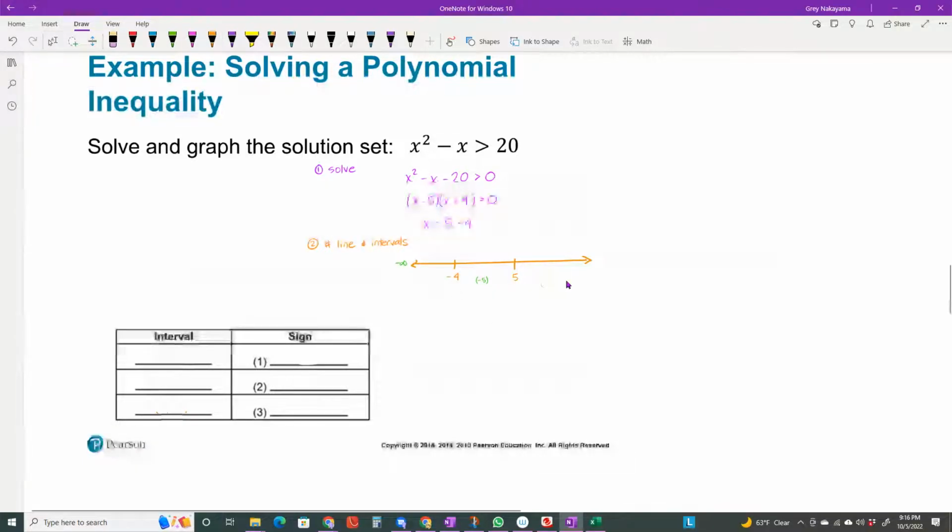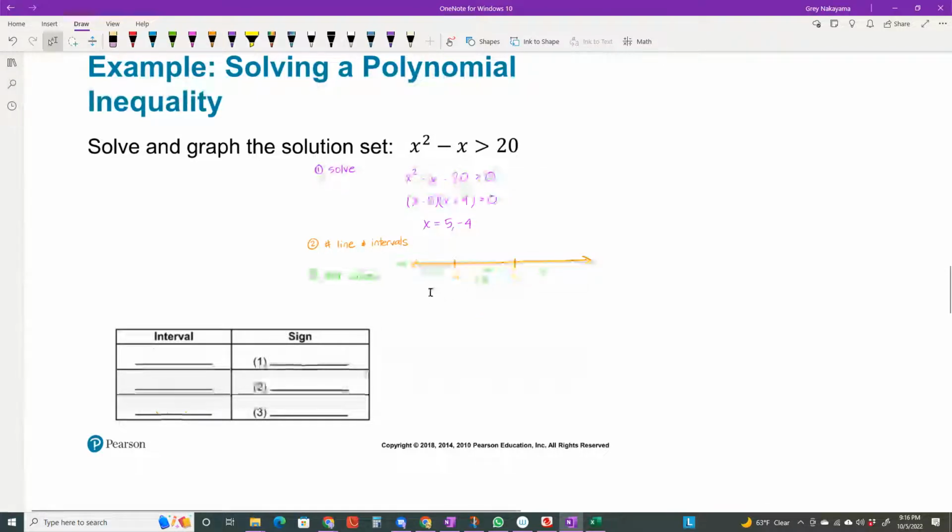And then I'm going to pick a test value in each interval. I have a negative 5 there, and I don't know why. It should have been 0. My test value is actually 0. Then I have a test value on the left, and that is negative 5. And the test value on the right is 6. Can't see that well, but I'll fix it.